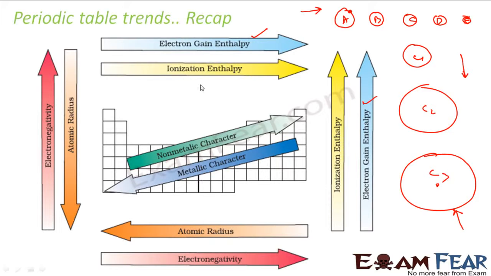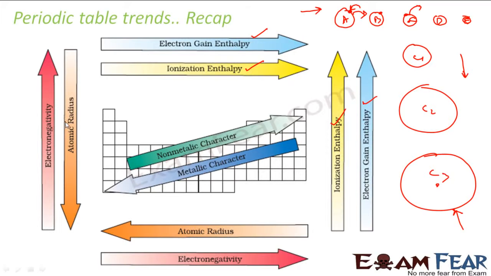Similarly, ionization enthalpy. What is ionization enthalpy? The energy required to pluck an electron. Electron gain enthalpy was to give one electron; ionization enthalpy is to pluck an electron, right? If you go from here to here, the size decreases, so it's difficult to pluck an electron. The moment the size decreases, the outermost valence electron is more in control of the nucleus. It will be difficult to pluck electrons, so it needs more energy to pluck one electron. So the ionization enthalpy increases. Similarly, if you go up, the size decreases. Again, since the size decreases, it is difficult to pluck an electron, right? So the ionization enthalpy increases.